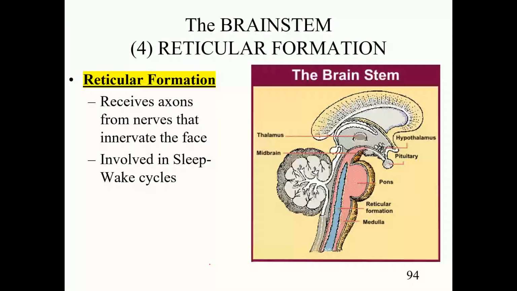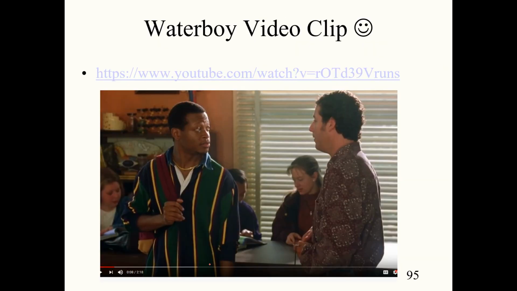Reticular formation is what's represented in blue. This is just part of the brainstem where you've got a bunch of axons, and they're from nerves that innervate the face. So it's just a place where you're going to find a bunch of axons of neurons. It's also got some sleep-wake cycle functions as well.